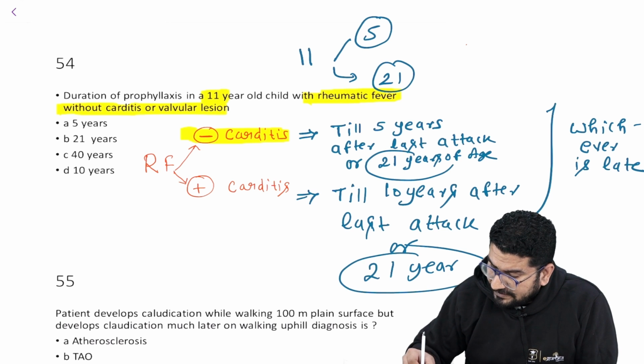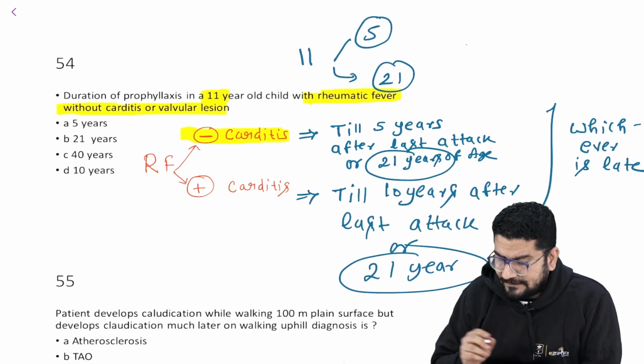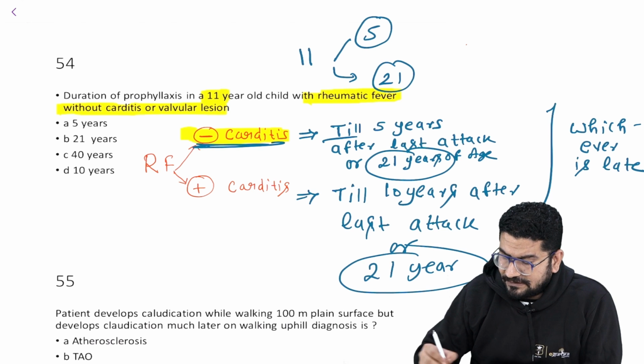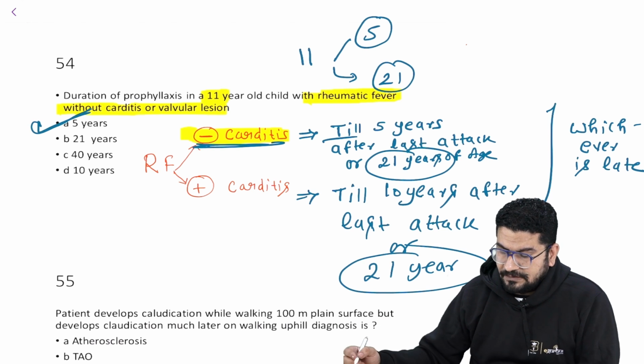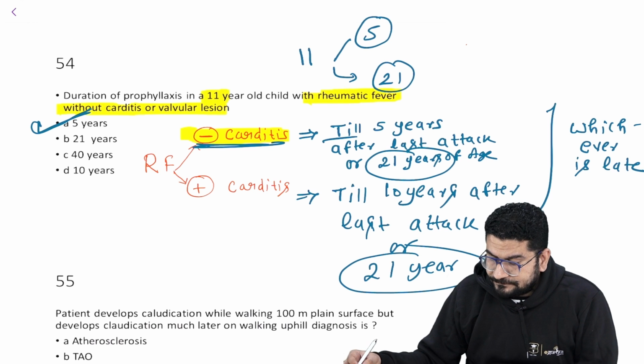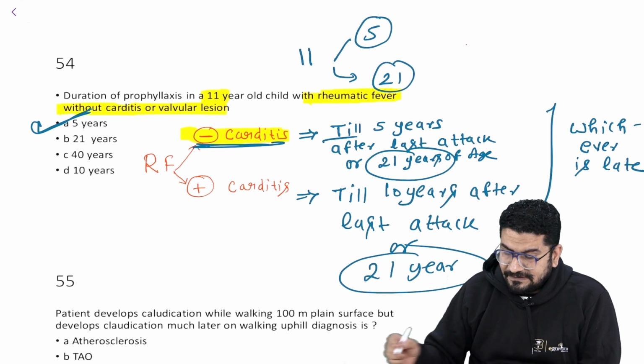21-year-old, when he becomes 21-year-old, so that is here. So in case there is no carditis, then what will you give? You will give this till 5 years, or when the patient reaches 12 years. So they are asking about the duration.